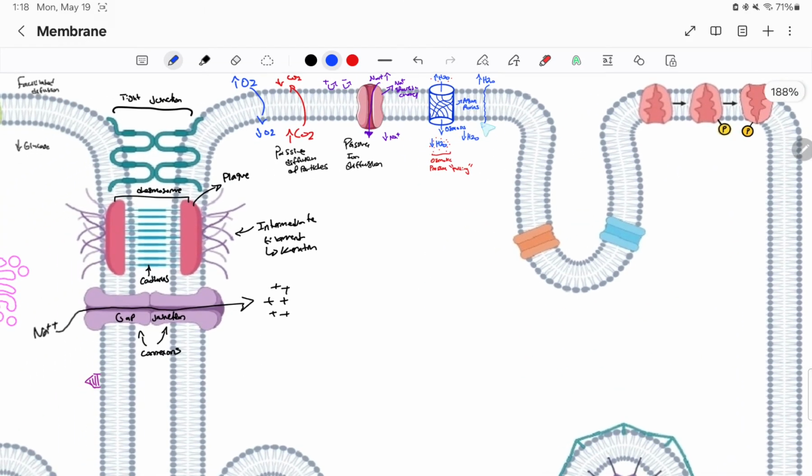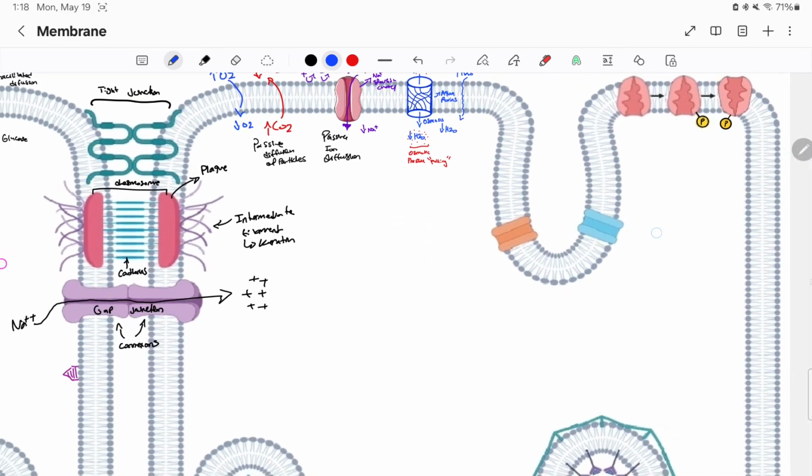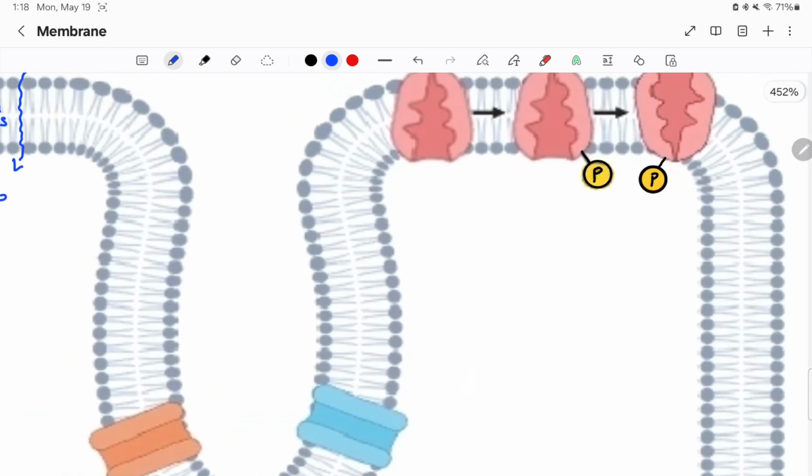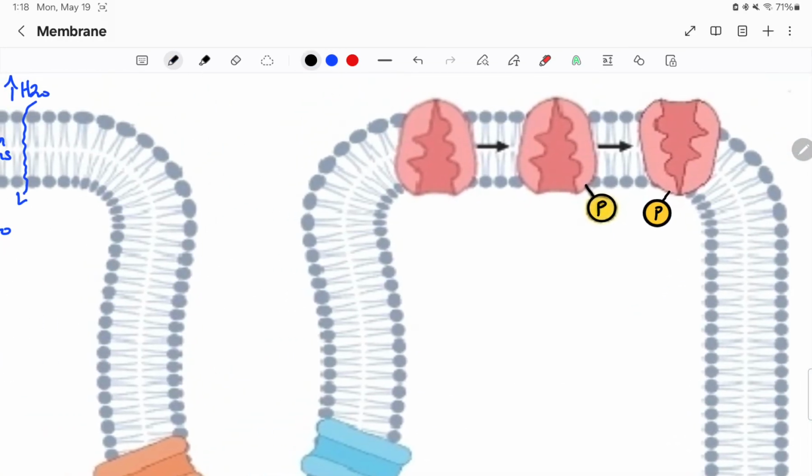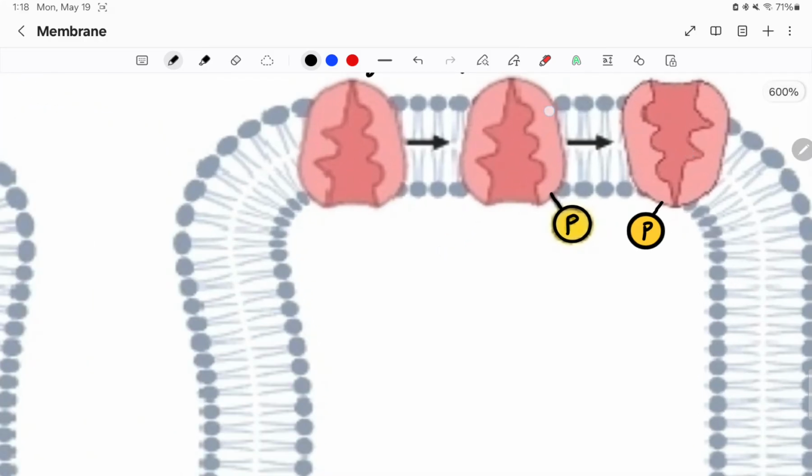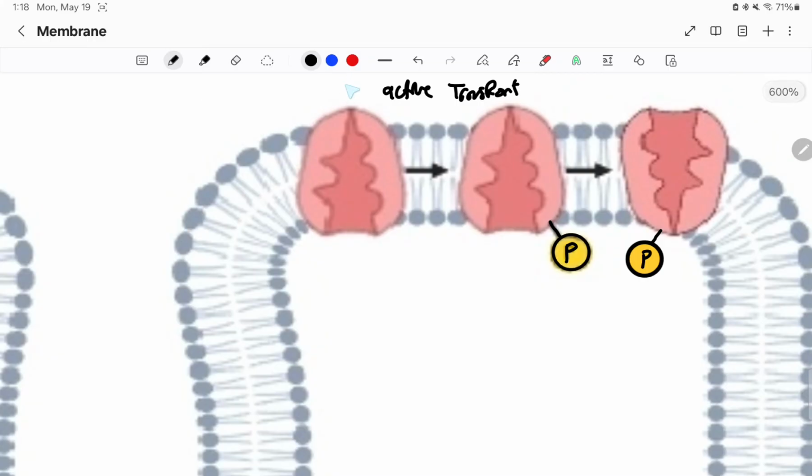Okay, so that's osmosis covered. All right, next is going to be primary active transport. Let's talk about primary active transport. Now, this one's going to be a little tough, so bear with me here, but it's nothing we can't go through.